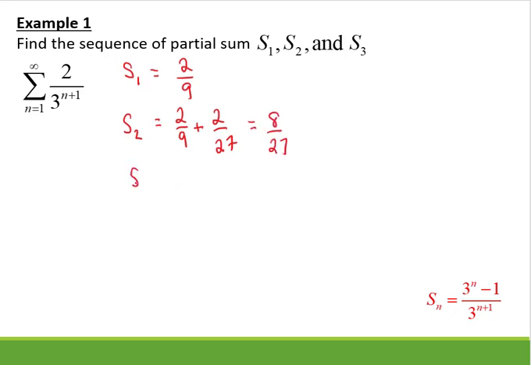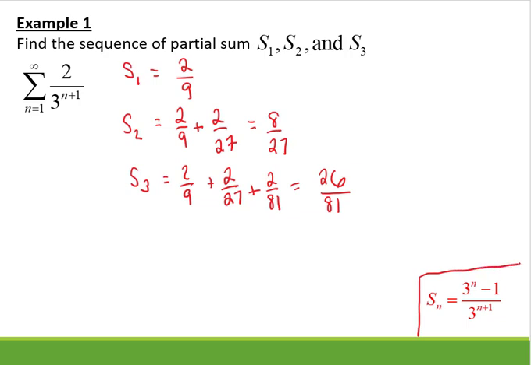Your third, you take 2/9, you take 2 over 27, and you add to that 2 over 81. And we get our sum is 26 over 81. Now I have a little note here at the bottom. The book says that the sum of the nth term is (3^n minus 1) over 3^(n+1). And I'm not going to lie, guys, I have no idea how they got that. So I kind of challenge you. If you could explain to me how they got that formula, that would be great.